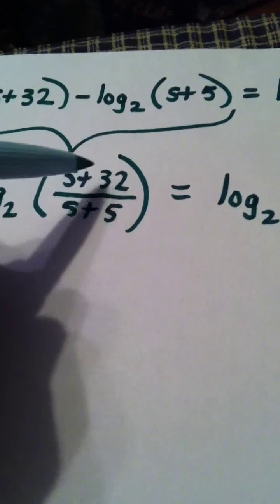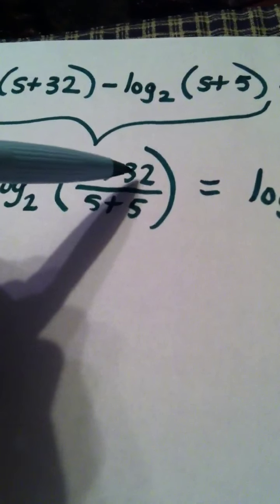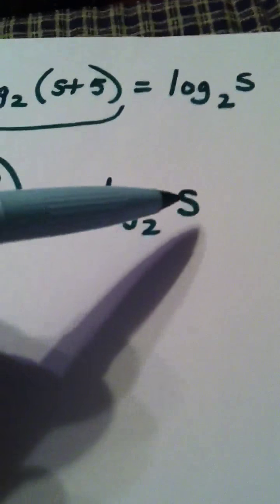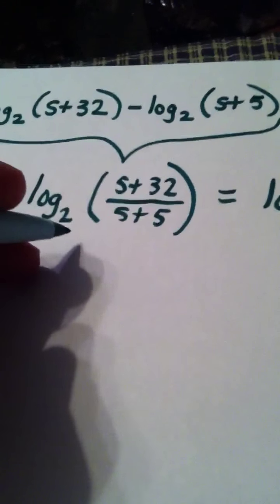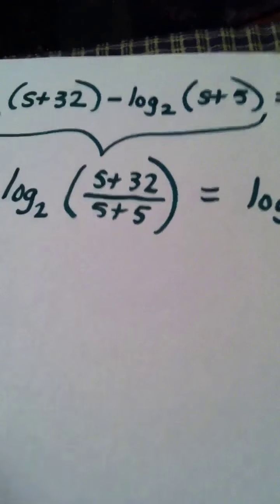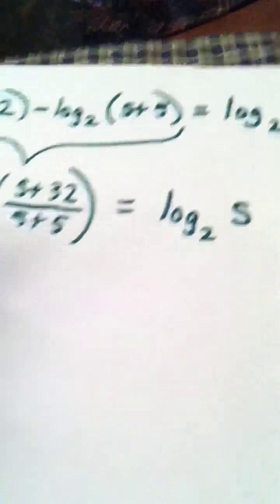Now when I say argument, I've used this phrase before. This is called the argument of a log function. It's what you're putting into it. So the argument here is s plus 32 over s plus 5. The argument here is s. Now, I have the log base 2 of some argument equals the log base 2 of another argument.